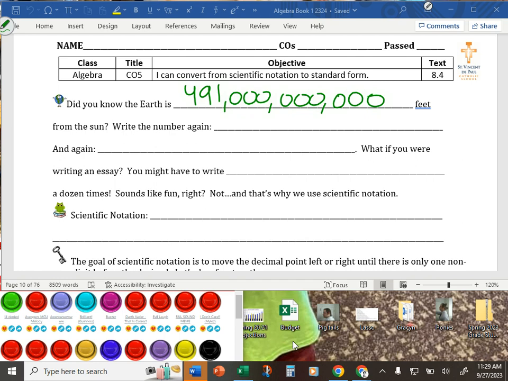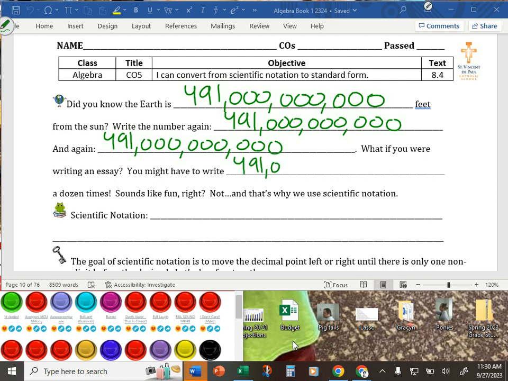We're going to write that number a second time. Make sure you all write this down in your binders. It's very important. I said so. 491 billion, and let's write it again. If I can do it, you can do it. If you were writing an essay, you might have to write 491 billion.